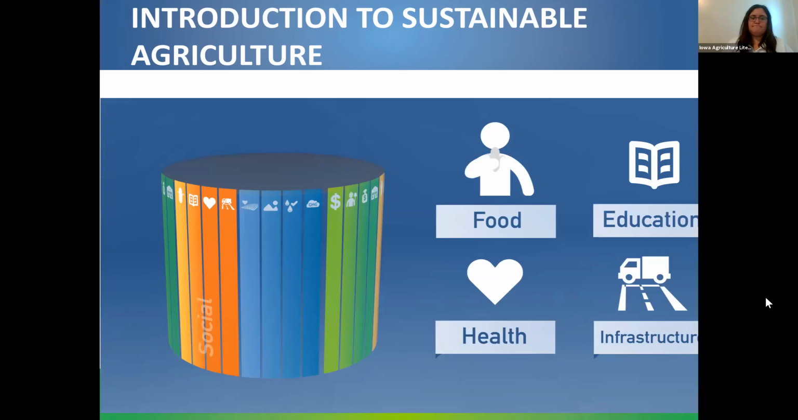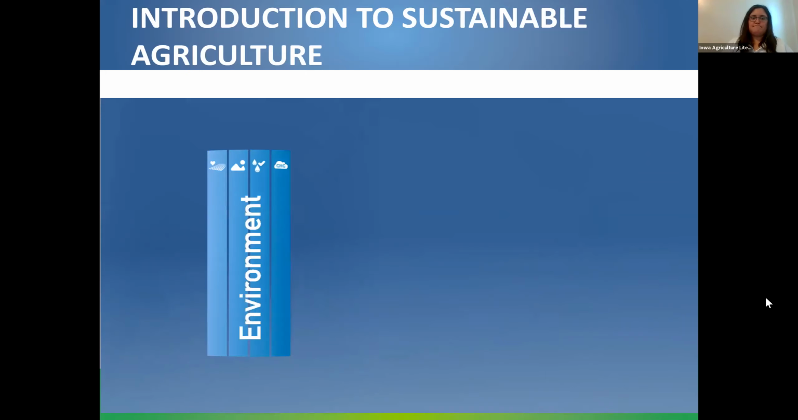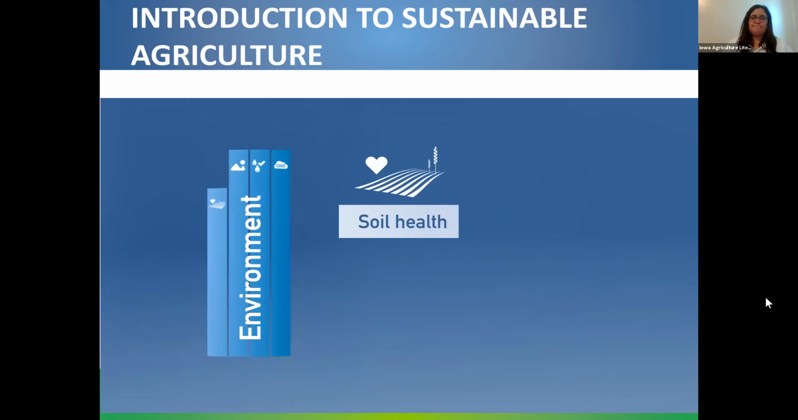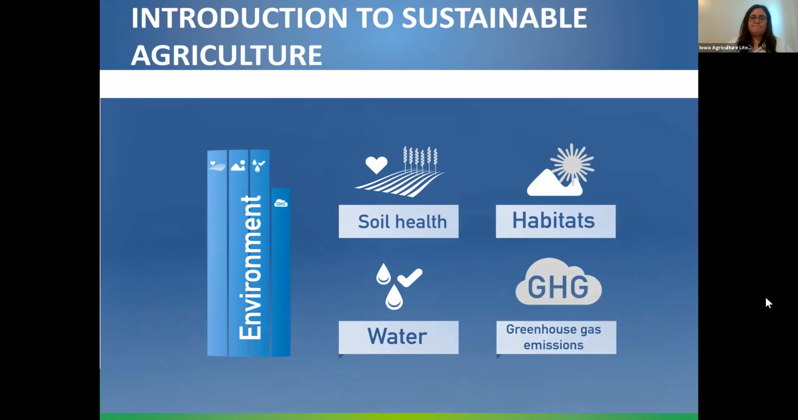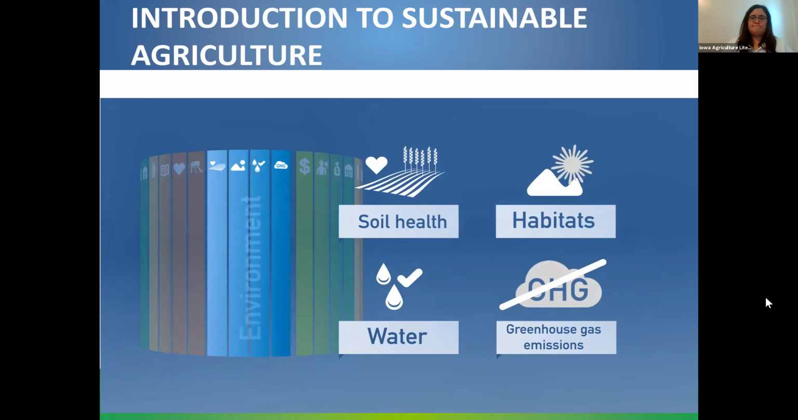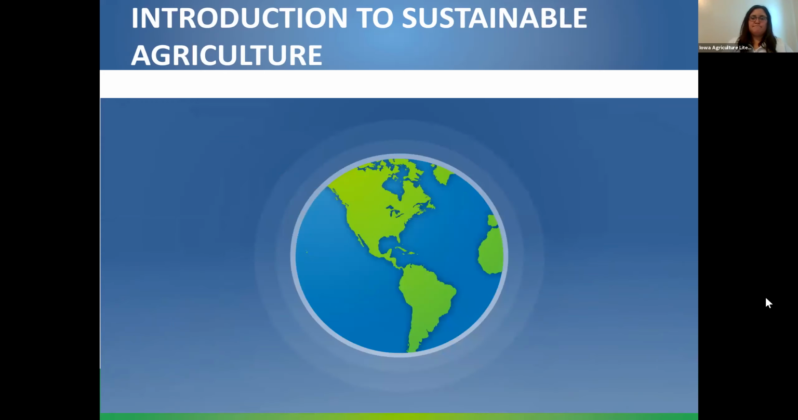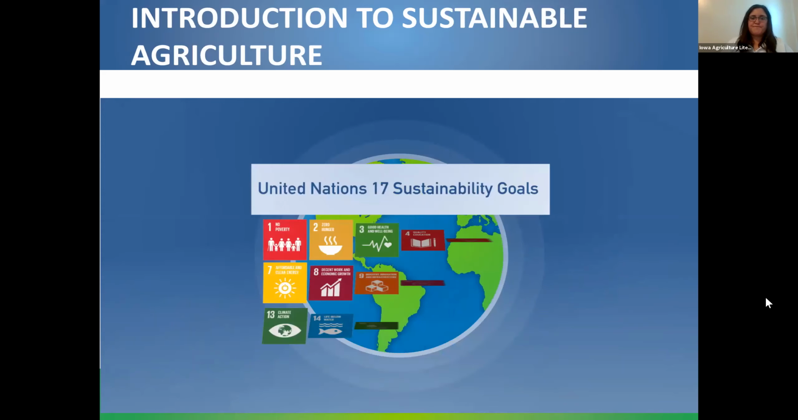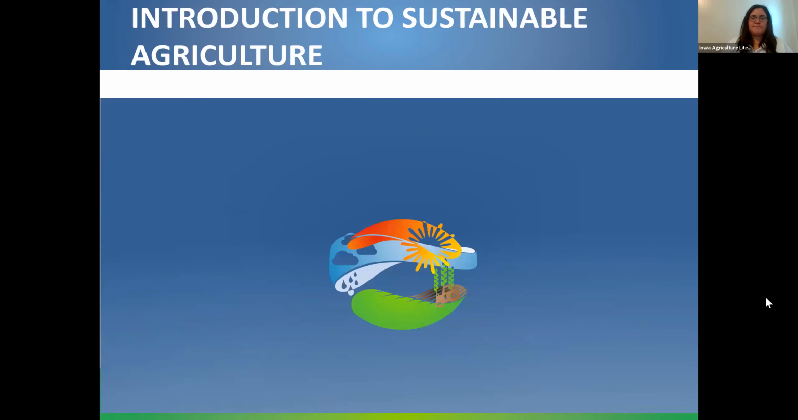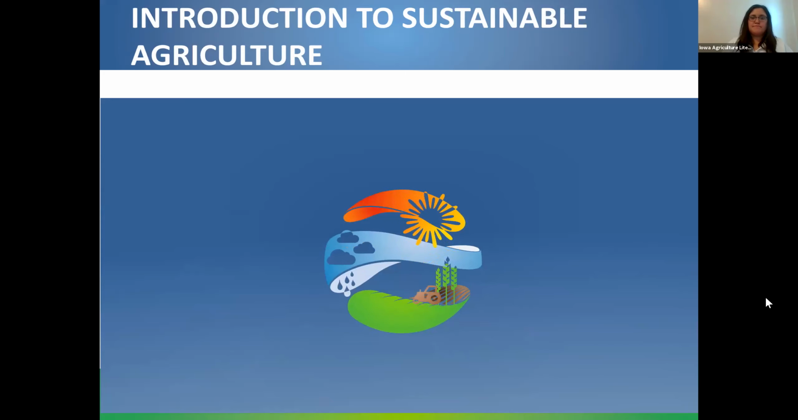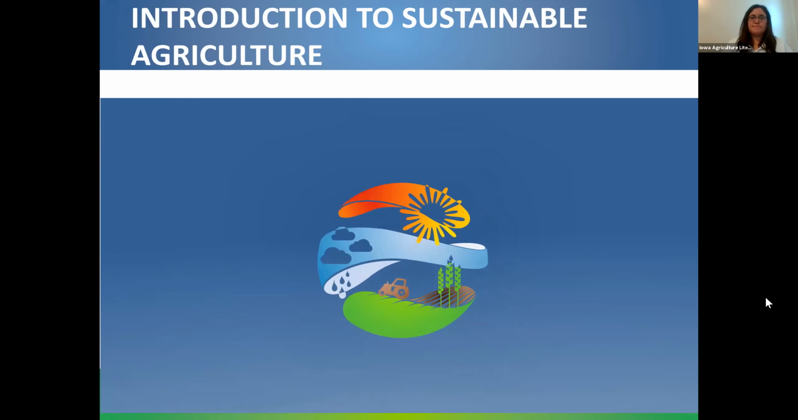And finally, there are environmental needs. Soil quality needs to be maintained. Habitats need protection. Water must be conserved. We need to protect our atmosphere by keeping our greenhouse gases to a minimum. Our world leaders committed to 17 global goals in the United Nations. Sustainable agriculture is key to creating a stronger 2050 for our people and our planet.